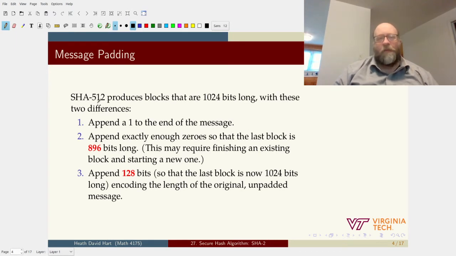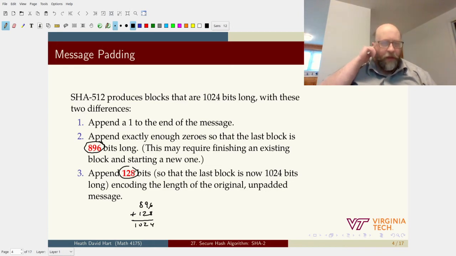So SHA-512 changes these two parameters so that the message can be a little bit longer. We still have the same result that 896 plus 128 is 1024. But we're now using longer blocks, and we're now having a longer space to encode the length of the message. So that's not backwards compatible with SHA-1, but it does allow for much longer messages to be encoded.